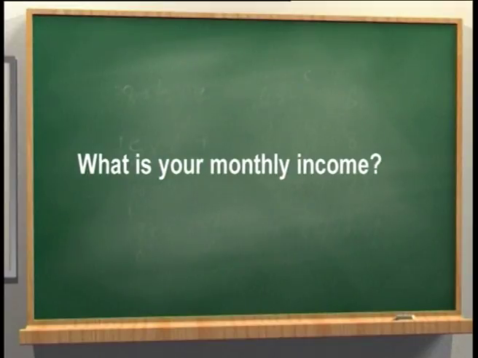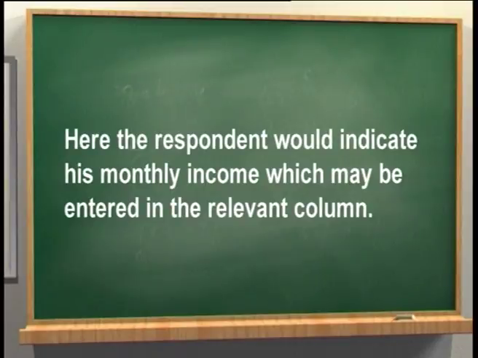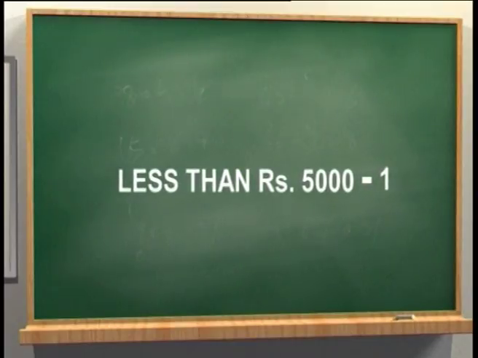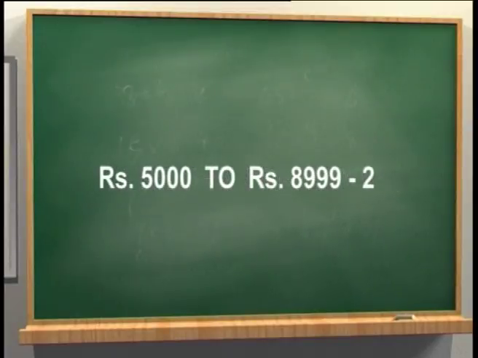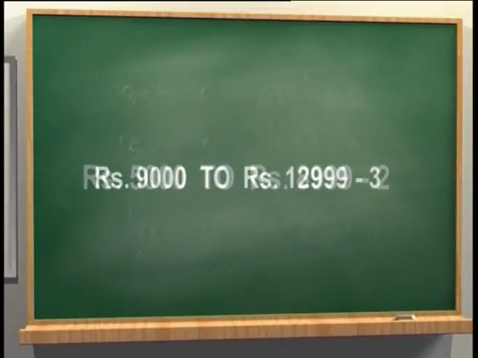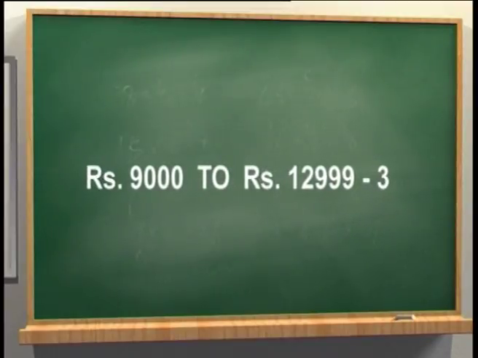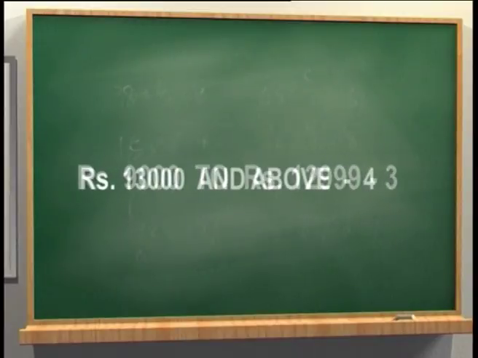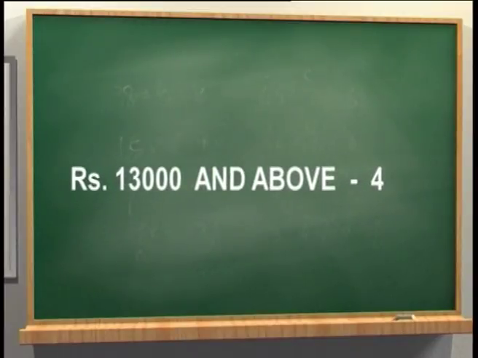Coding for an open-ended question is more tedious than a closed-ended question. What is your monthly income? Here the respondent would indicate his monthly income, which may be entered in the relevant column. The same question may also be asked like this: what is your monthly income? We may code the class less than rupees 5,000 as 1, rupees 5,000 to 8,999 as 2, rupees 9,000 to 12,999 as 3, and rupees 13,000 and above as 4.